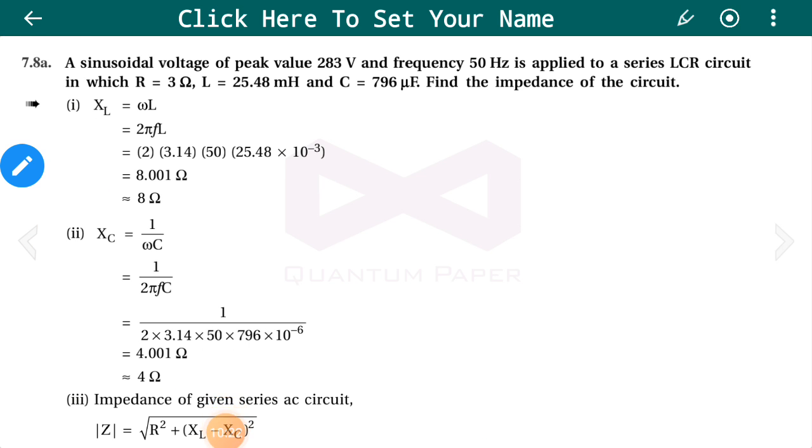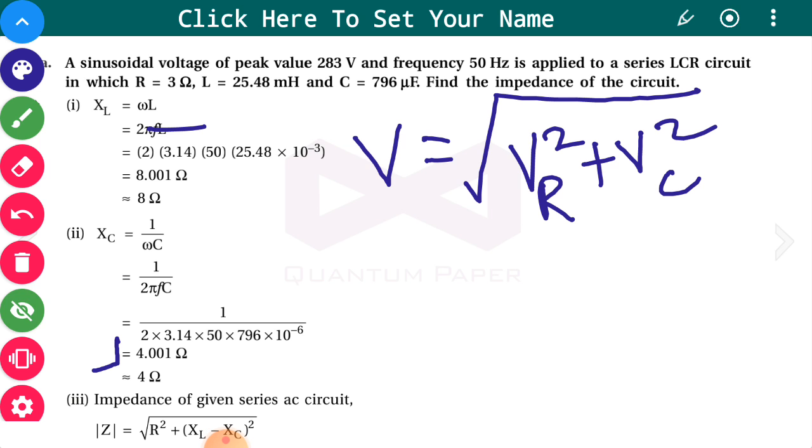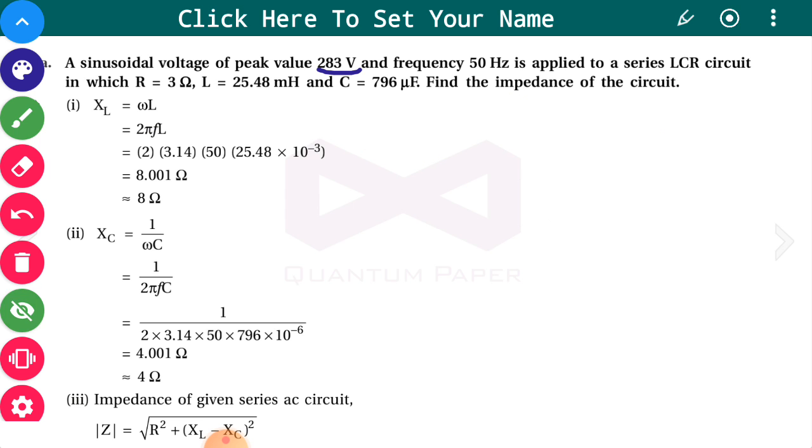Now, very important, 7.8. There are 4 different questions, and they are solved separately here. Here a sinusoidal voltage of peak value, which means the maximum value, is 283 volt and the frequency is 50 hertz. It is applied to an LCR circuit where all the components are present: resistance 3 ohm, inductance 25.48 millihenry, capacitance 796 microfarad. Find the impedance of the circuit.